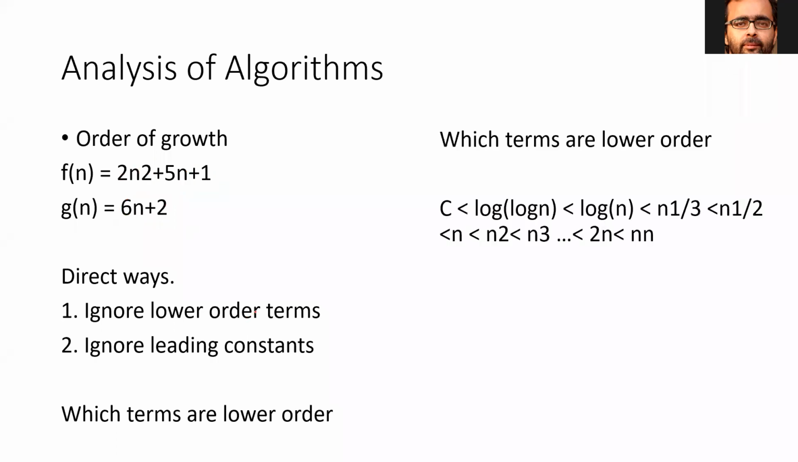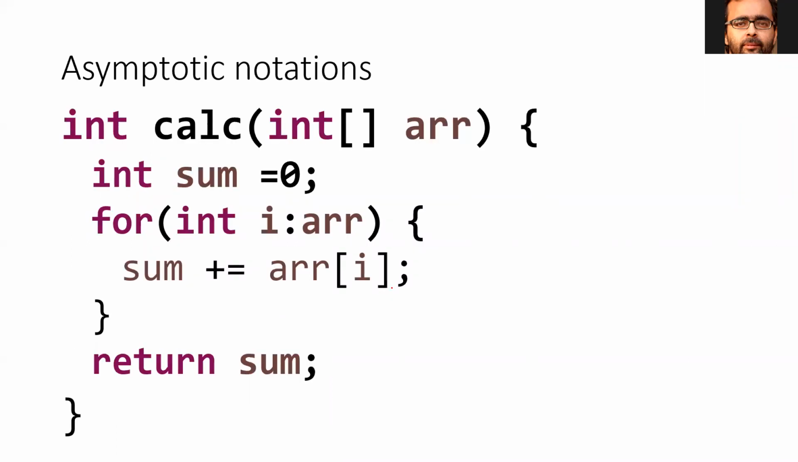And how you can compute lower order terms. You can always say constant is always less than log of log n, which is less than log n. So when you have a log n, you can always ignore the constant and log of log n. Similarly, if you have n raised to n, then you can always ignore anything which comes before, as we had discussed last week.